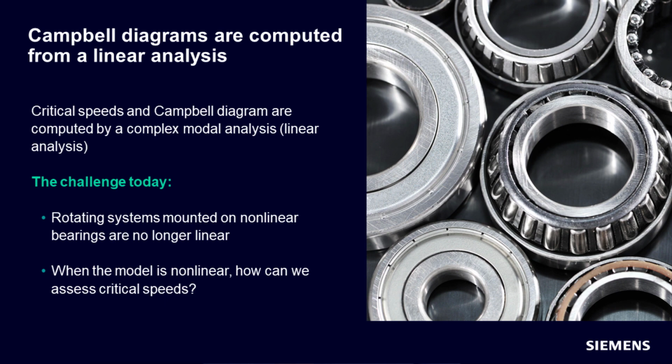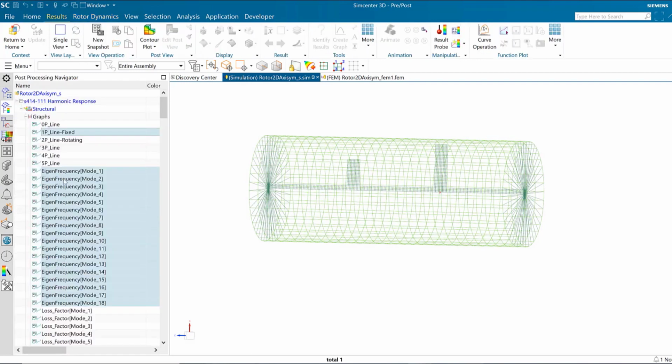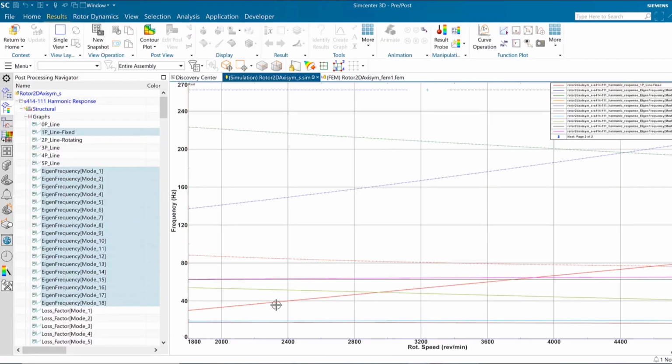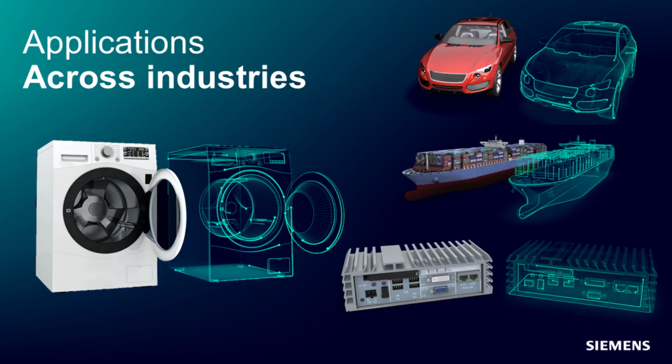However, Campbell diagrams are for linear systems. What happens when your machine uses nonlinear bushings? You now have a nonlinear system. So how do you assess critical speeds for this system? Simcenter 3D can calculate complex modes during a nonlinear harmonic response. After the analysis, you can generate a Campbell diagram in Simcenter 3D so that you can assess critical speeds of a nonlinear system.